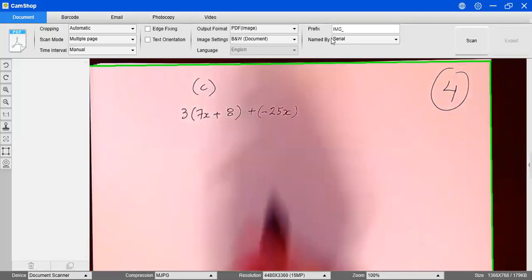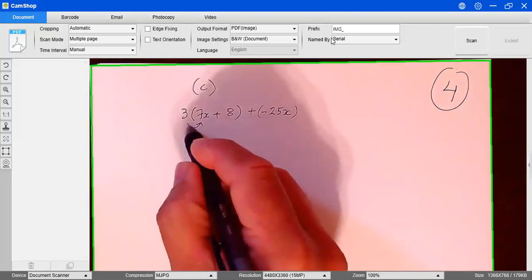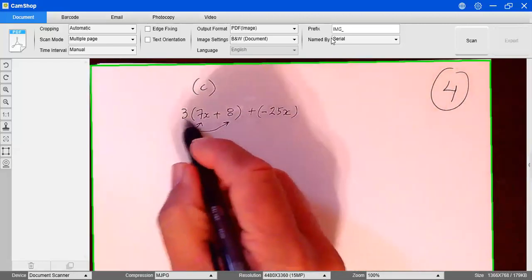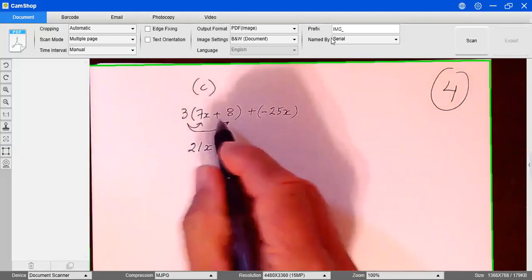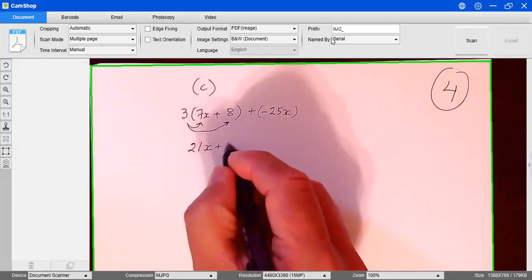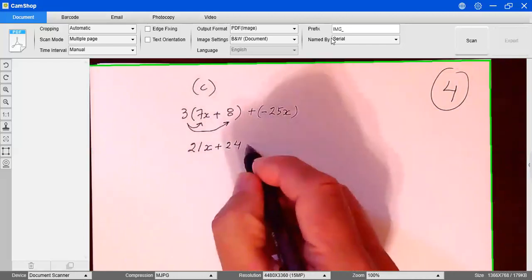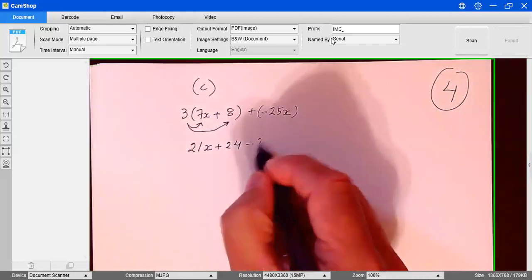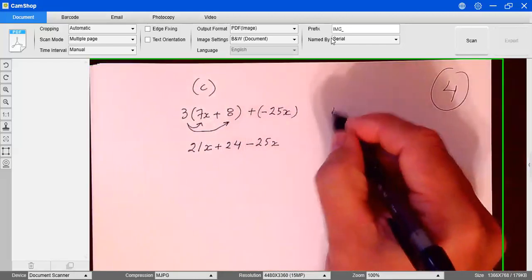So the first thing is we need to remove parentheses. In this case, we're going to apply the distributive property. So we're going to multiply 3 and 7x. You're going to get 21x. Then 3 times positive 8 is going to be positive 24. Then we have positive times negative, which is going to be negative, then 25x.